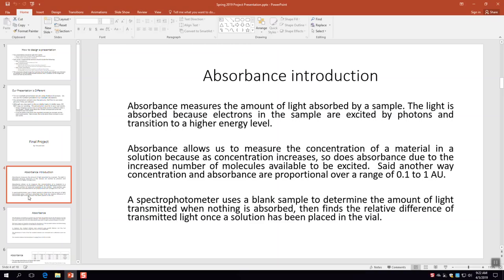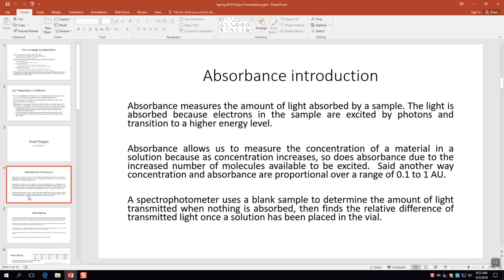So we can see where each of our samples absorbs an amount of light. Now, absorbance allows us to measure the concentration because as there's more material in a solution, the absorbance increases because, simply put, there's more stuff to absorb the light. So as you increase the amount of solute in your solution, you're going to increase the absorbance because more solute is available to absorb that light. So we're going to be looking for a range in which the concentration and the absorbance are proportional or linear with respect to one another. And in this case, that range is going to be over 0.1 to 1 absorbance units.